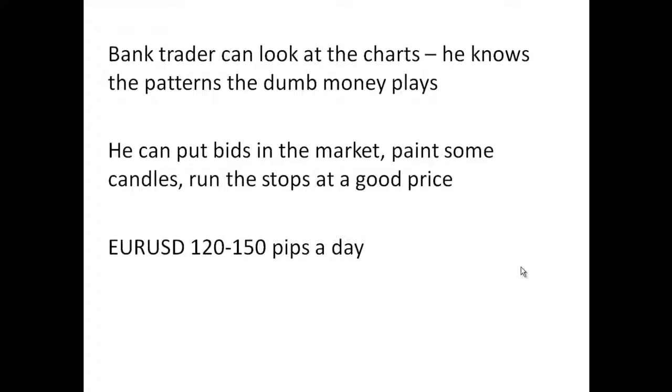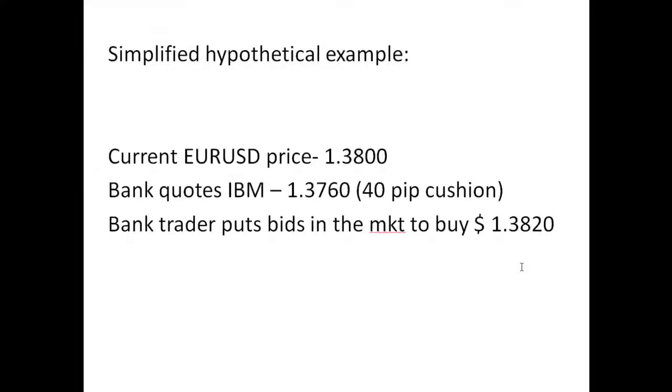So the bank trader can look at the charts and he knows the patterns that dumb money plays. Remember, he's the market maker, so he can put some bids in the market, paint some candles, and run the stops at a good price. Now, typically, euro moves something like 120 to 150 pips a day, but often what you'll see within that is that the euro's trading in a pretty tight range of something like 20 pips or so, but then suddenly it'll take off and cover the 100 pips very fast. And really, that's what's happening during that 20 pip phase. You've got some baking and shaking going on where the big guys are getting filled on their position.